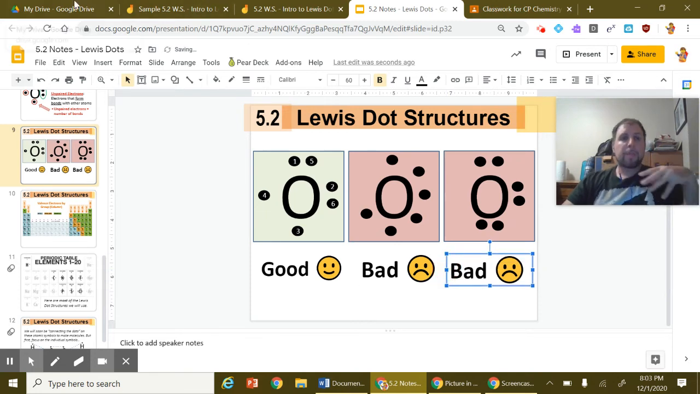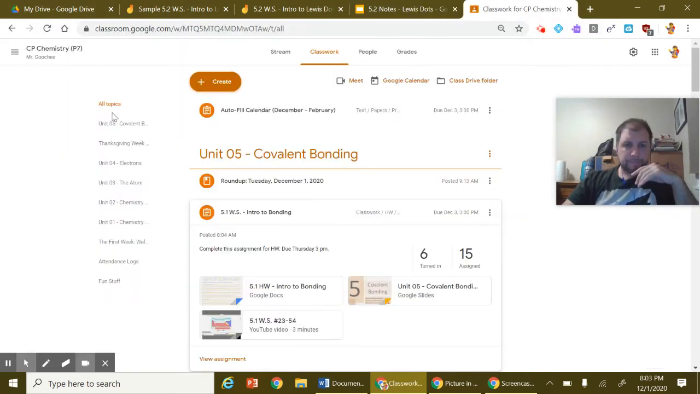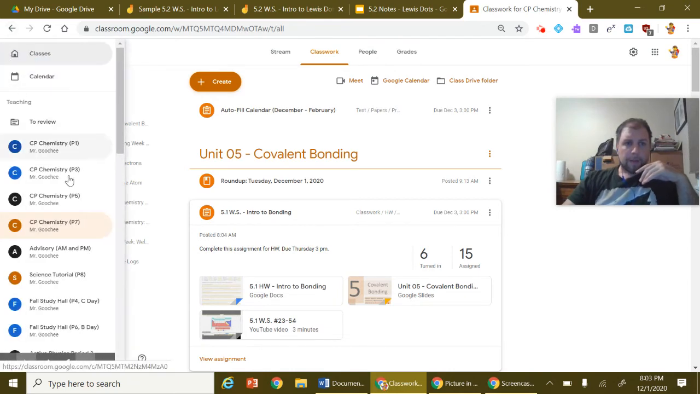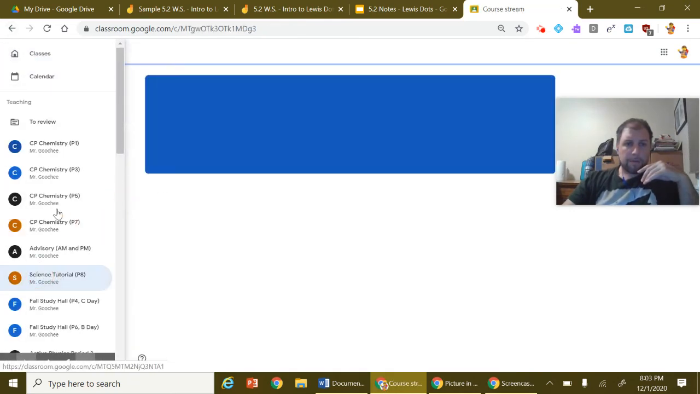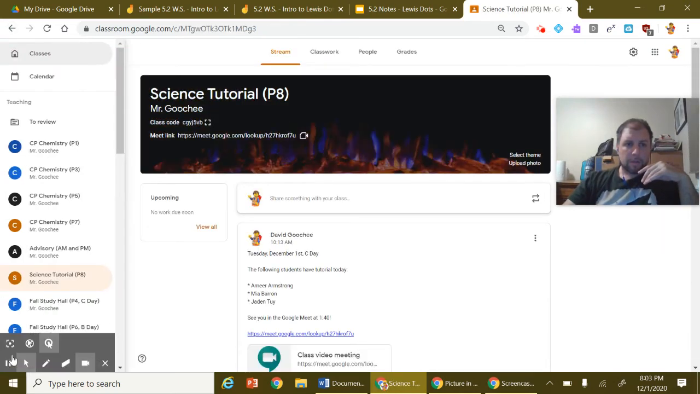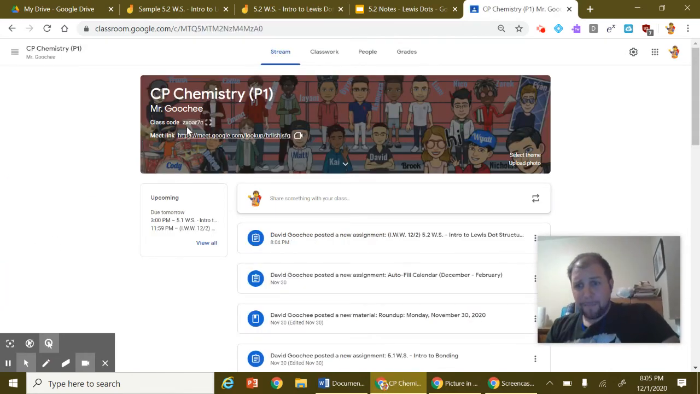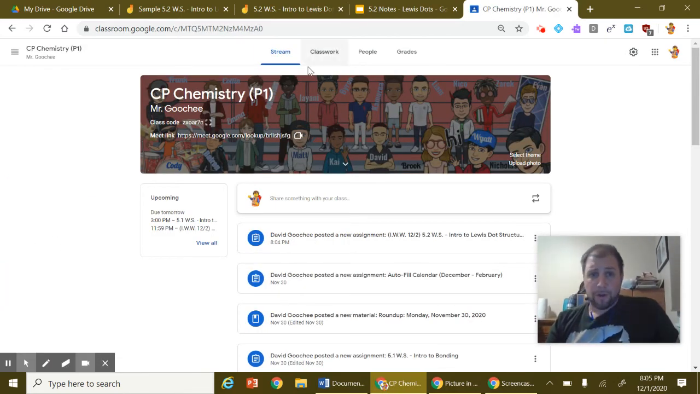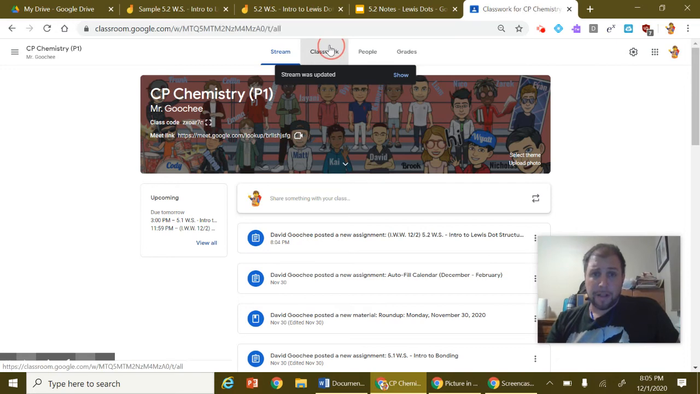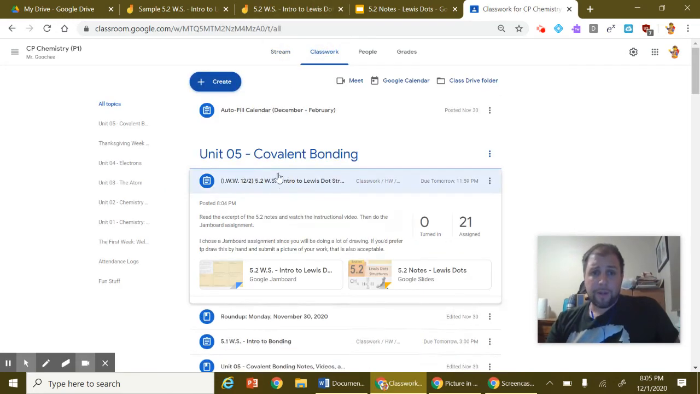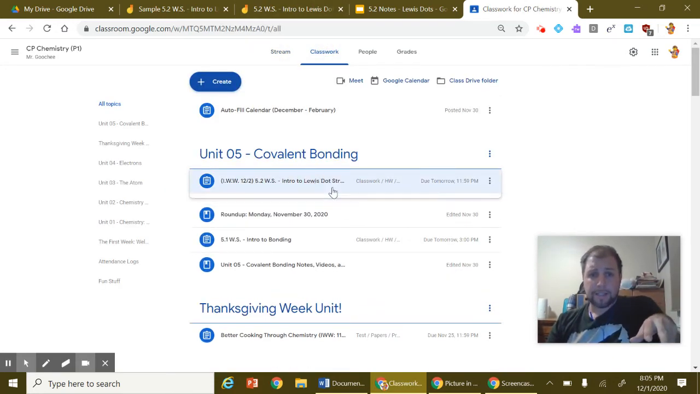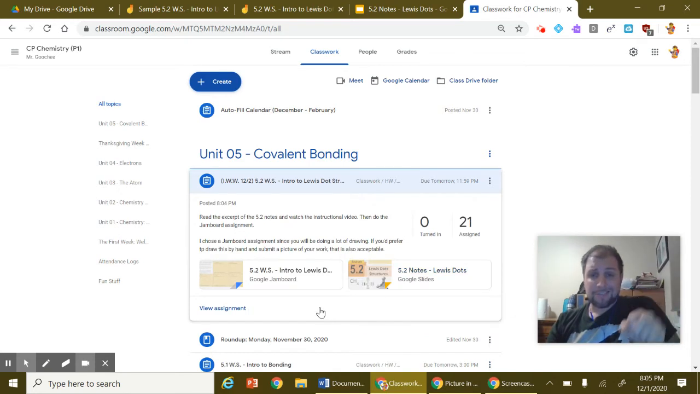So here we do it. I'm going to go to the Google Classroom. As a sample here, I've pulled up the Period 1 Google Classroom. I'm going to go to the classwork section here. And here we are, the Independent Work Wednesday activity, Intro to Lewis Dot Structures. I'm going to open up a sample.